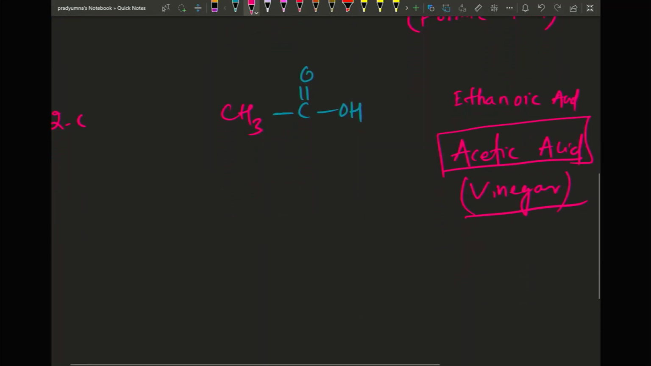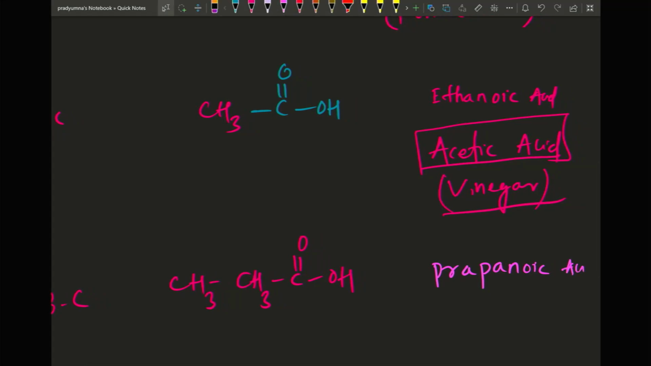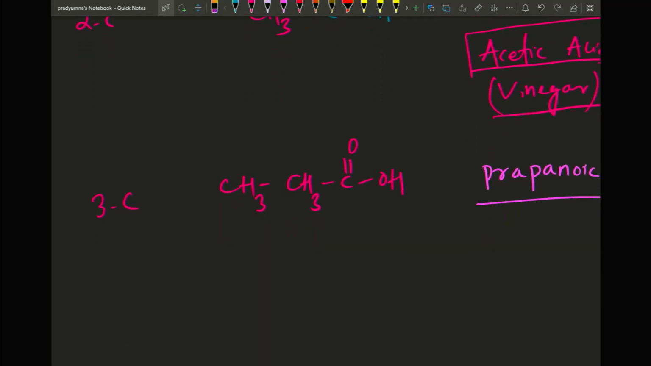All right, so we'll keep going. Three carbon atoms. So let's say CH3, CH2, COOH. You have three carbon atoms, 1, 2, 3. So it's propane, but then the E would be replaced by oic acid. So it's propanoic acid, right? Okay, this is how you should name systematically. So you get propanoic acid, butanoic acid, pentanoic acid, hexanoic acid.